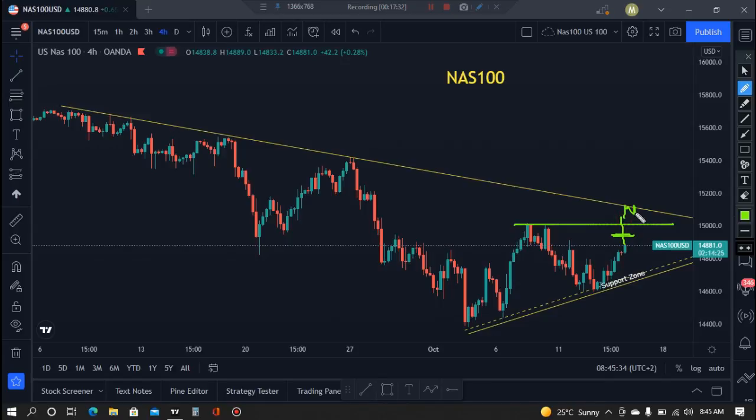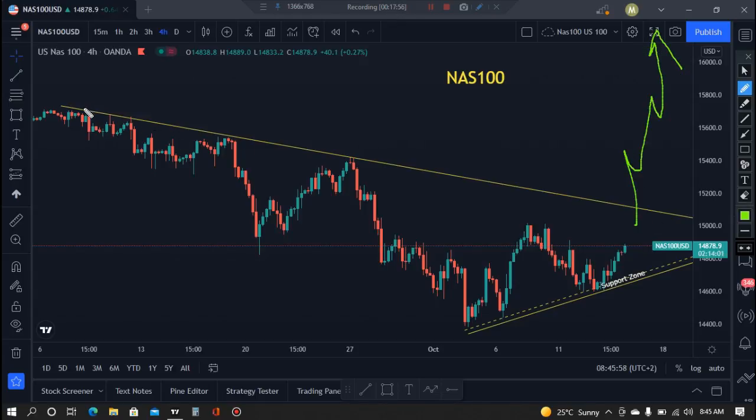If the market rejects from here, you'll be safe. But there's a possibility that the market can still break this area. So you can just keep your orders ready. Don't close everything. If the market comes and breaks this area, that's where we're going to see how NASDAQ behaves. We might see some very crazy move going up.